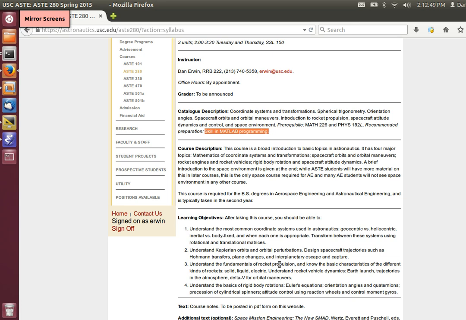We'll do orbits, not just orbits, but transformations between orbits, or that is maneuvers where you're in one orbit and you go to another orbit. And there will be both Earth and interplanetary trajectories. We will look at rocket propulsion in different kinds. We will look at rigid body rotations and maneuvers that involve orientations of a spacecraft, because spacecraft have to be able to move. They also have to be able to turn and point.